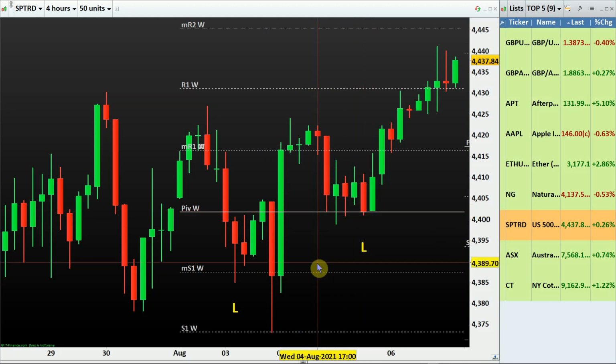Yeah, at a support. If I draw Fibonacci from here to here, it will be 50%. All sellers out. And see, these four, five candles could not penetrate this midpoint of the big candle. Can you see that? And also the weekly pivot.